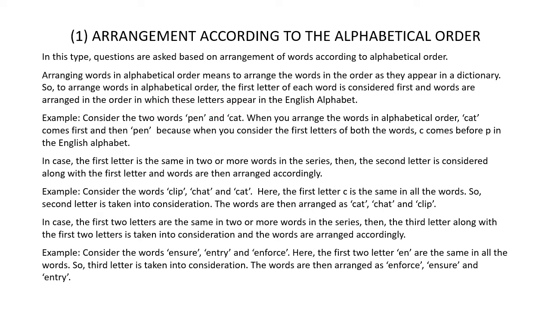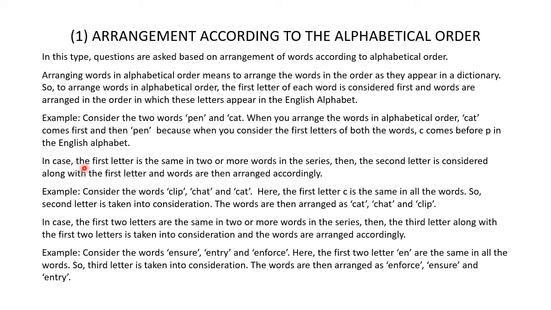So, to arrange words in alphabetical order, first consider the first letter of each word. For example, consider the 2 words pen and cat. When you need to arrange these words in alphabetical order, cat comes first and then pen, because when you consider the first letters of both the words, C comes before P in the English alphabet. So cat comes before pen when you arrange these words in alphabetical order.